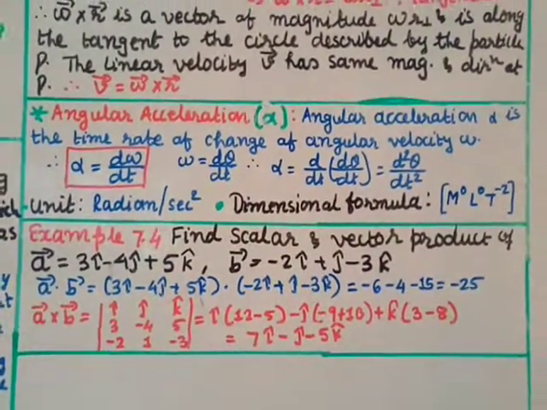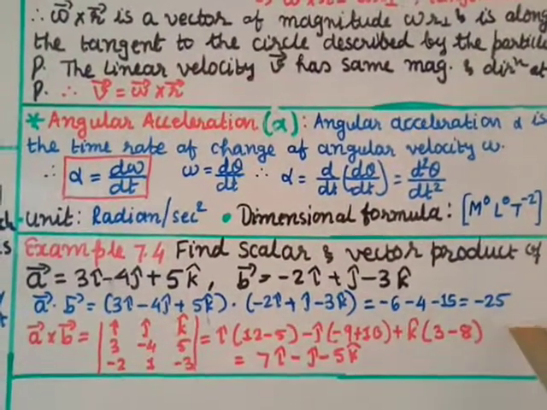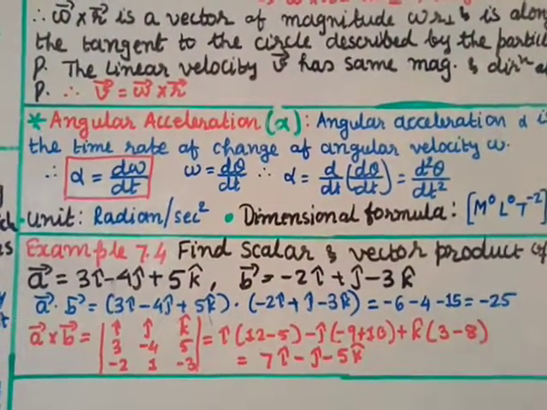We have found the scalar product and the vector product. In the scalar product you get only a scalar value, and in the vector product you get a vector.